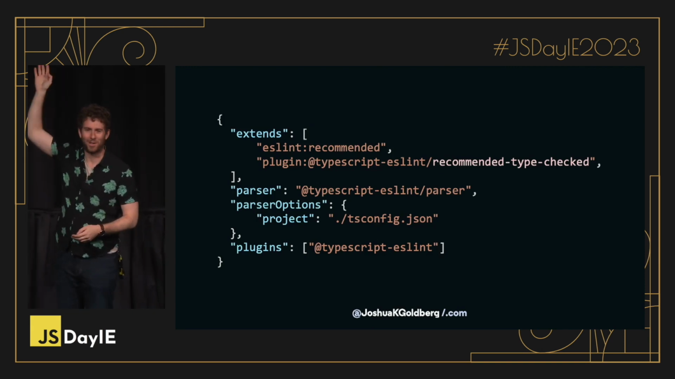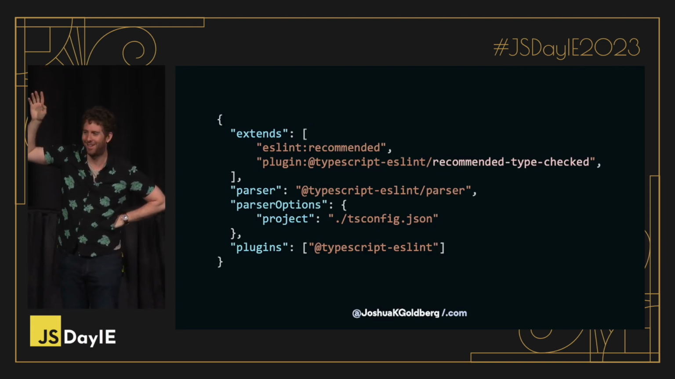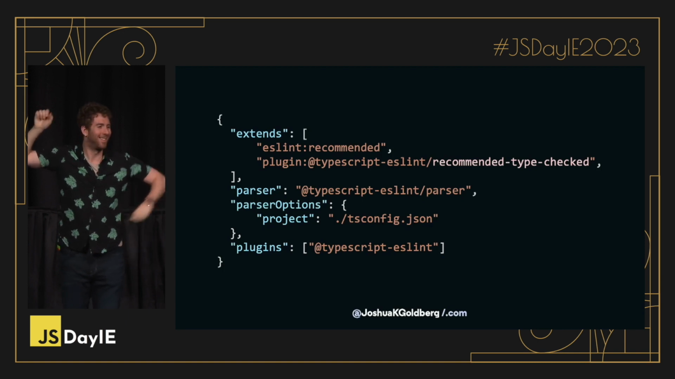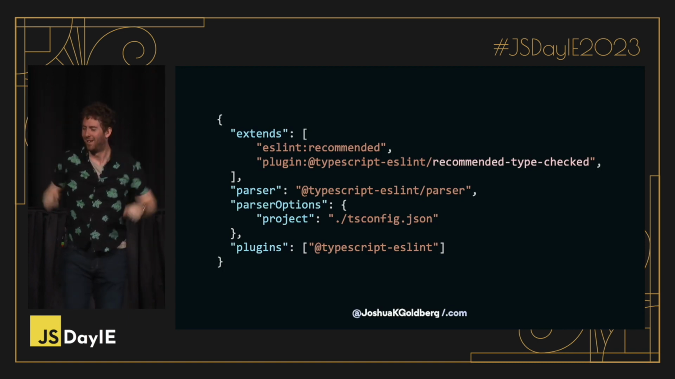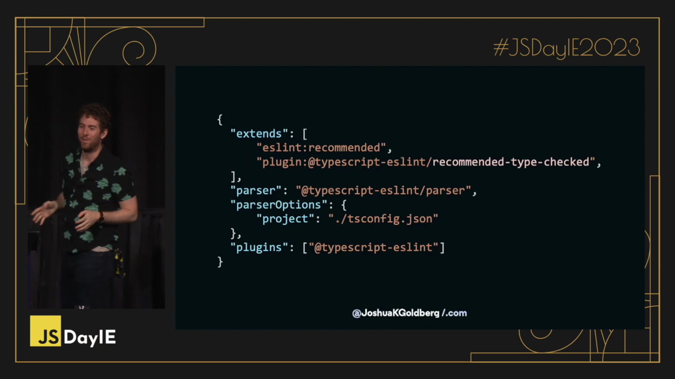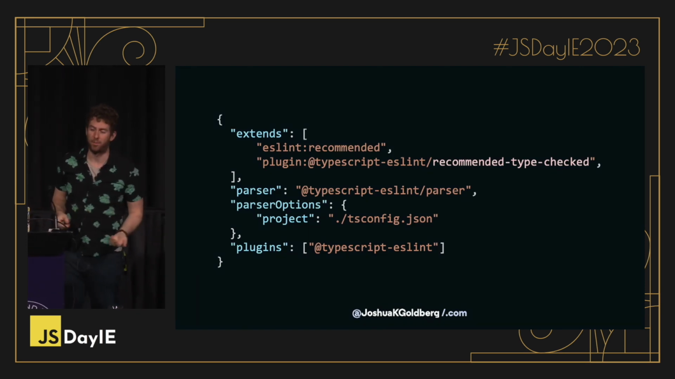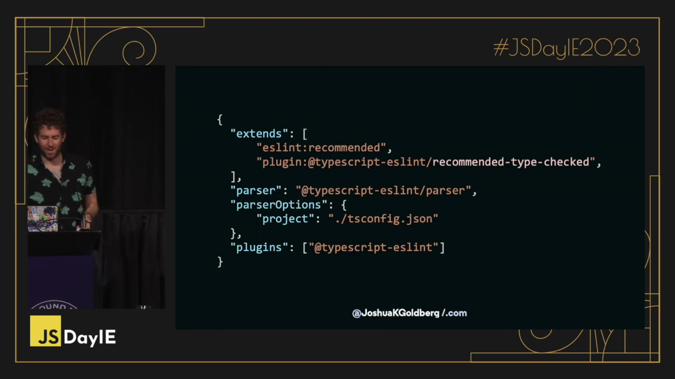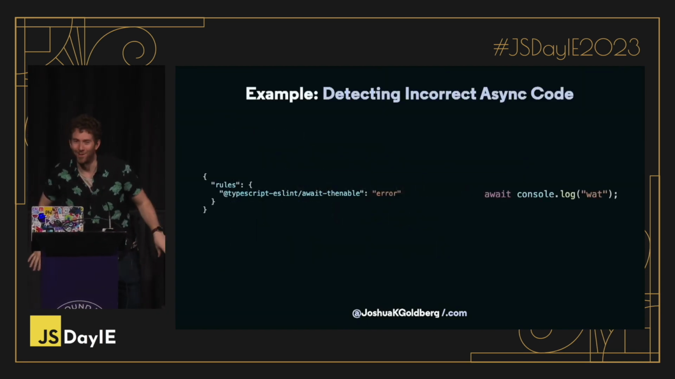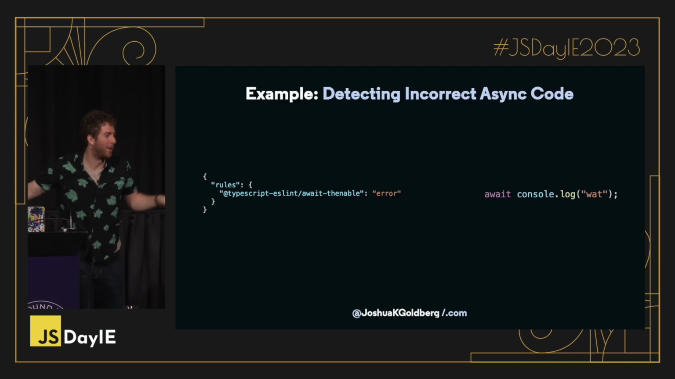Just curious, has anyone here explicitly used recommended type checked yet? Like 3 hands. Thank you. So proud. These rules are awesome. These rules will not just validate the syntax of your code, but they'll validate that you're using types properly. And I'll just give you an example. Because so few of you raised your hands, this is going to be very exciting for many of you.